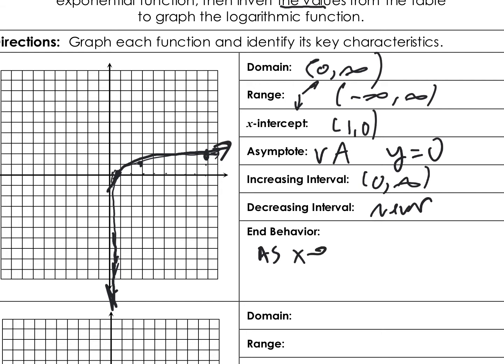As x approaches infinity, that means to the right forever, f of x is approaching infinity. As x approaches the left forever, f of x is always going to be approaching 0. It's never going to approach past that 0.